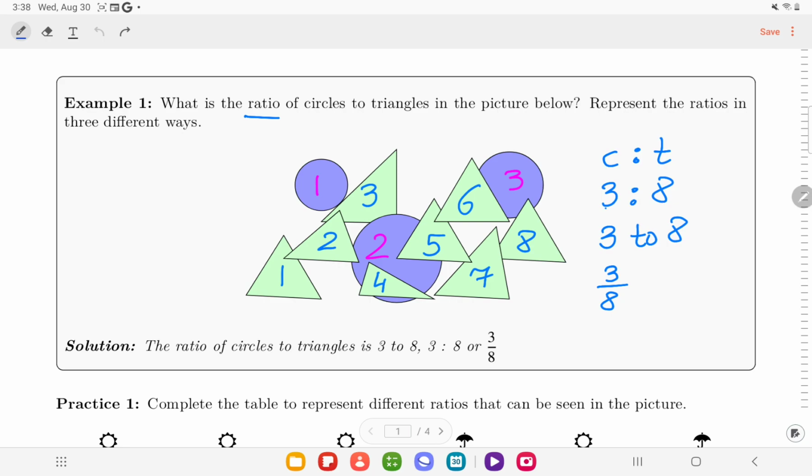We could also use a ratio to represent circles to the total figures. Since we have 3 circles and in total we have 3 plus 8, 11 figures, this would be 3 to 11.